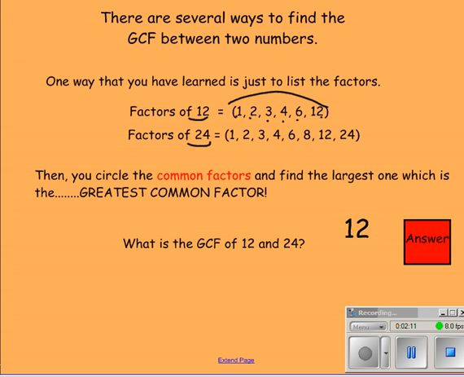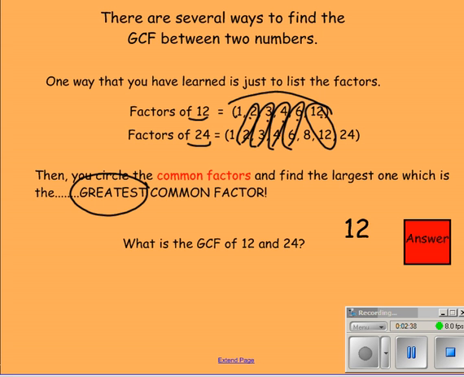Once you list them out, you circle the common factors. 2 is common, 3 is common, 4 is common, 6 is common, 12 is common. And then you pick the one that is the largest. Now, you have to remember, you're looking for greatest, not least. Least and greatest are 2 different things. So if you're looking for the least common, you're looking for something else. Here, you're looking for greatest.